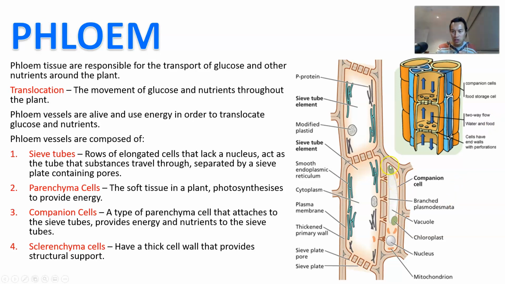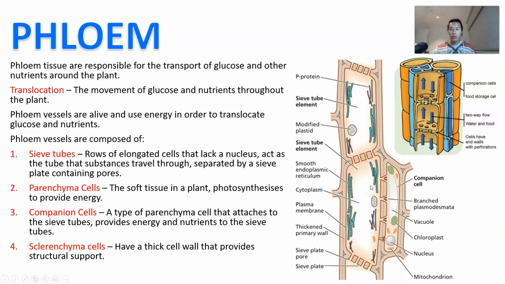These are the companion cells here, and they're like the control, right? They're a type of parenchyma cells, but they are also responsible for then providing that energy to the sieve tubes in order for them to move the nutrients up and down via active transport, and then they also control and regulate that movement as well.